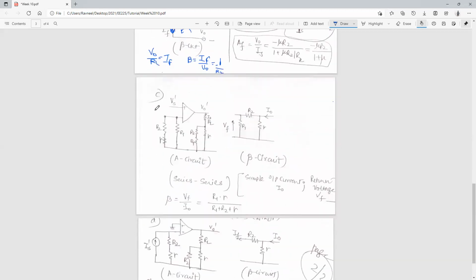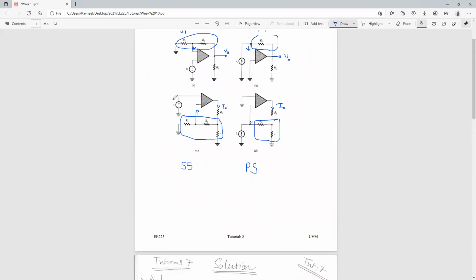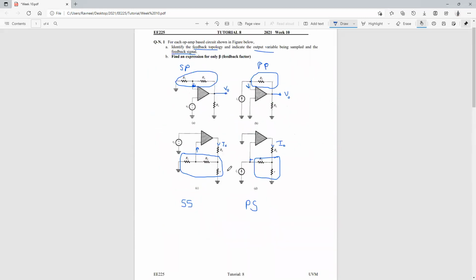Moving on to circuit C, right? In circuit C, if we draw the alpha circuit, remember we break the circuit at the output to form the input resistance over here. If you break the circuit at this particular point, you can see your R2 becomes in series with R, right? So always remember, if you are breaking, it should be after RL. Whenever you break the circuit, it should be after RL and just at the input circuit as well, at the feedback point, right?